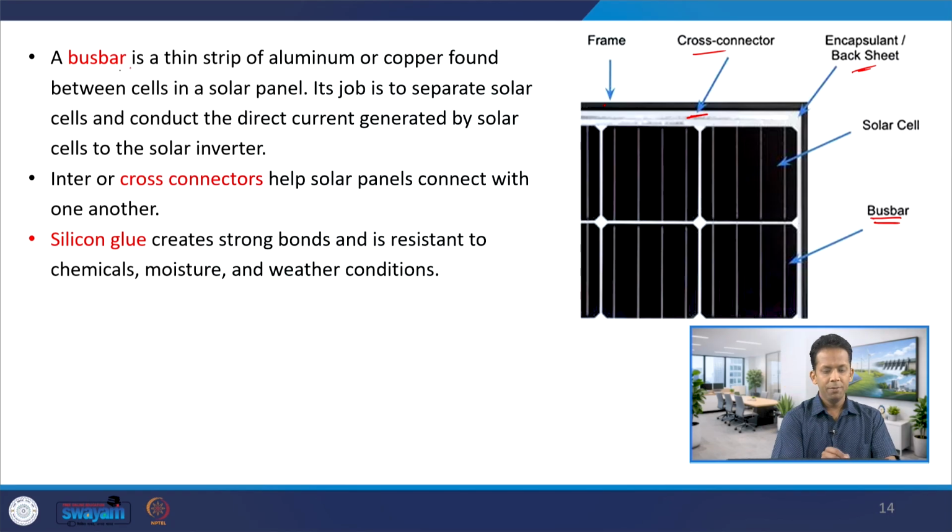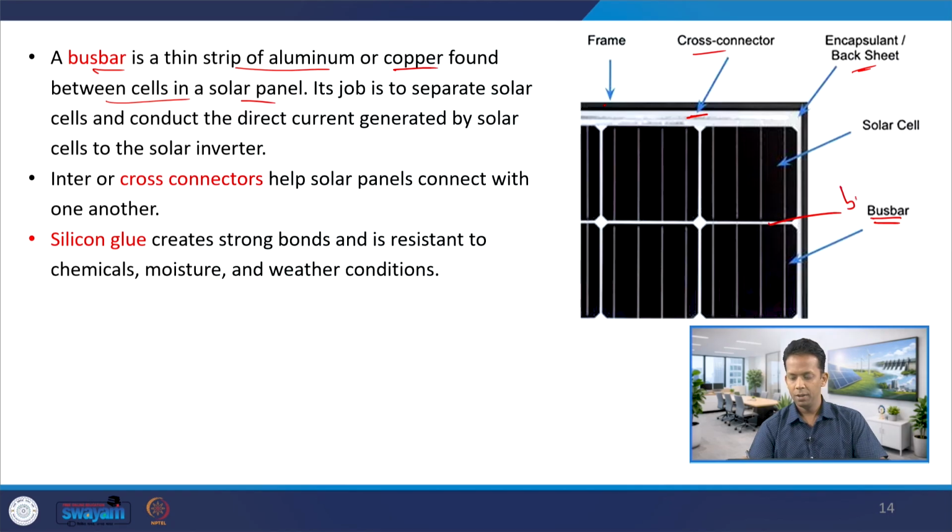So the bus bar is a thin strip of aluminum or copper which is found between the cells in a solar panel. Okay, so this would be the bus bar, and it's the job of the bus bar to separate solar cells and conduct direct current generated by each of the solar cells to the solar inverter.